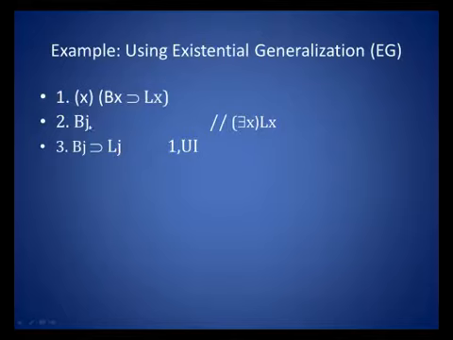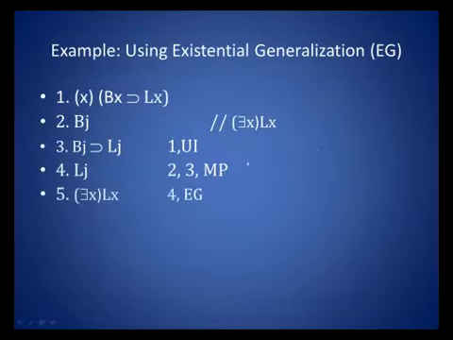If BJ, then LJ. On 2 I have a BJ. Therefore, I have an LJ. 2, 3 modus ponens. Now, we can use our rule, existential generalization, to get our conclusion. All right? I can add a quantifier and then change my constant to the variable that is encompassed in my quantifier. Thus, I end up with there exists an X such that X is L from 4 EG. Problem solved.